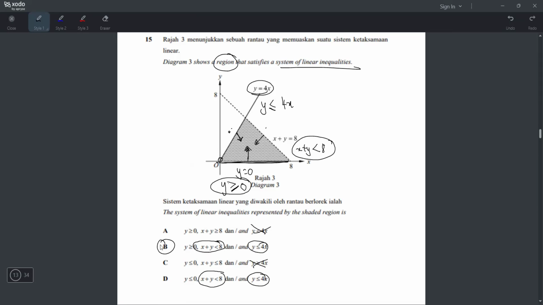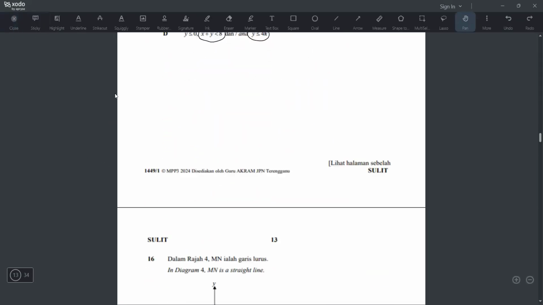So the answer is B. D cannot be, because they put smaller. This one has to be bigger, right? So D is wrong. B is the answer. Okay, done.